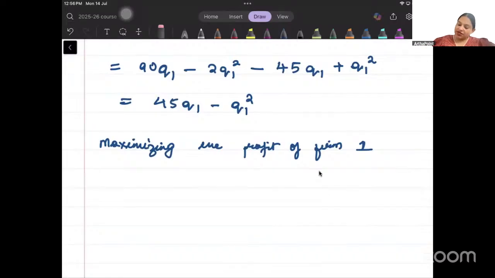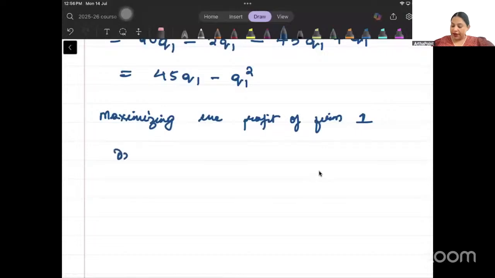So maximizing the profit, and what do you get, beta? Del pi 1 by del q1 equal to 0. Just do this now. Try to do this question yourself. Find out the equilibrium output, prices, and profit of the two firms. Just give it a try. Take a minute, try to do this. What do you think will be the answer?